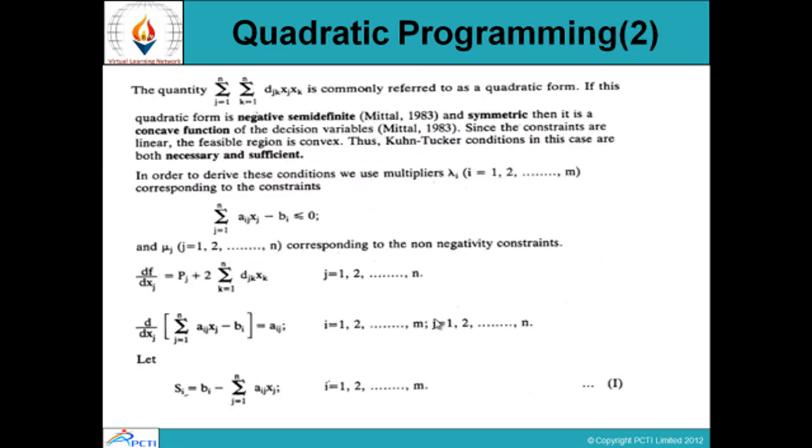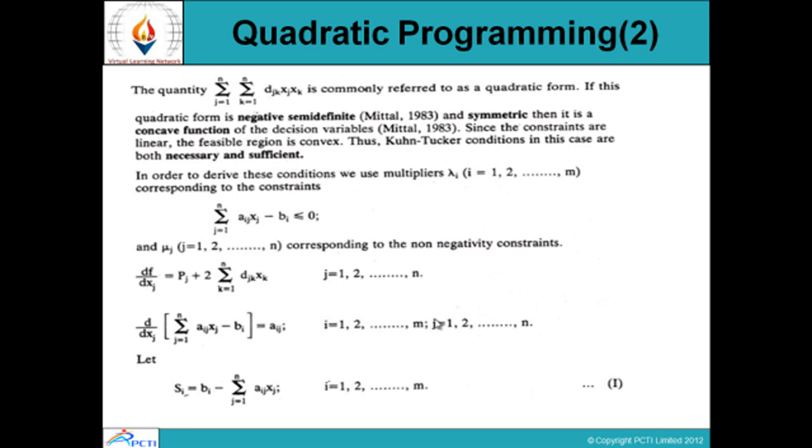The quantity summation of i, j equal to 1 to n, then summation of k equal to 1 to n, djk xj xk is commonly referred to as a quadratic form. If this quadratic form is negative semi-definite and symmetric, then it is a concave function of the decision variables. Since the constraints are linear, the feasible region is convex. Thus, Kuhn-Tucker conditions in this case are both necessary and sufficient.